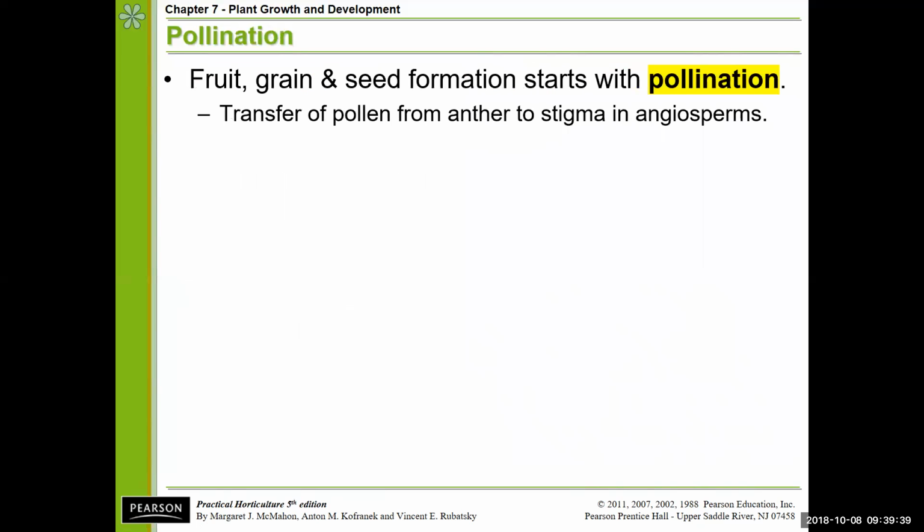So what happens when we have pollination? Basically, that's the transfer of the pollen from the anther to the stigma, the receptive part of the female flower in the flowering plants. It's a little bit different in the gymnosperms and some of the simpler plants.